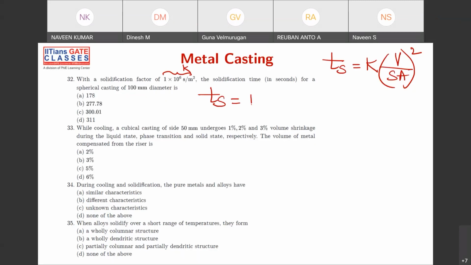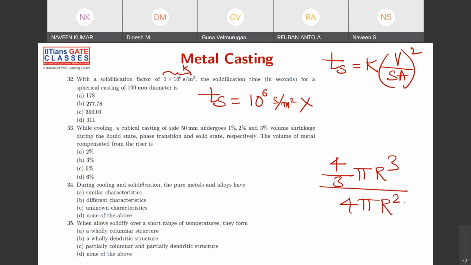What is K? K is 10 to the power of 6 second per meter square, into volume by surface area. What is volume? Volume is for sphere 4 by 3 pi r cube, divided by surface area. Surface area is 4 pi r square, right? This 4 gets cancelled. Pi gets cancelled. R square, R cube gets cancelled. R by 3 is left. So R by 3 whole square you can write, right?